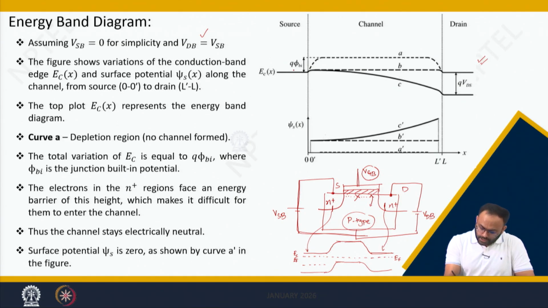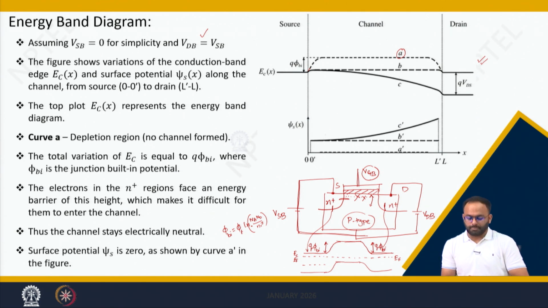So this is the conduction band energy, and line A represents when VGB is very small, in the sense that there is no formation of inversion region. In this scenario, if you see, there is a PN junction, and hence we'll get a built-in potential, q times phi BI. Similar built-in potential will be here, q times phi BI, where phi BI can be given as phi T log of Na Nd divided by Ni square. That's what we have discussed in the PN junction.